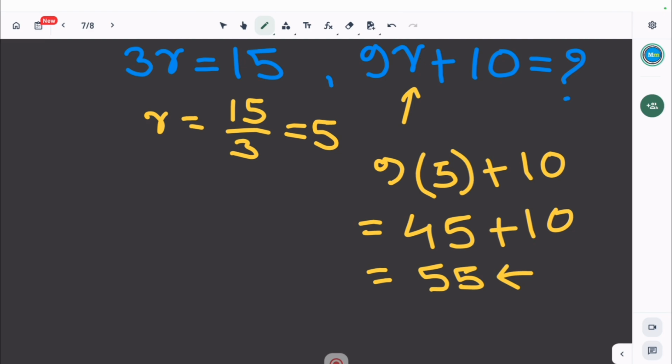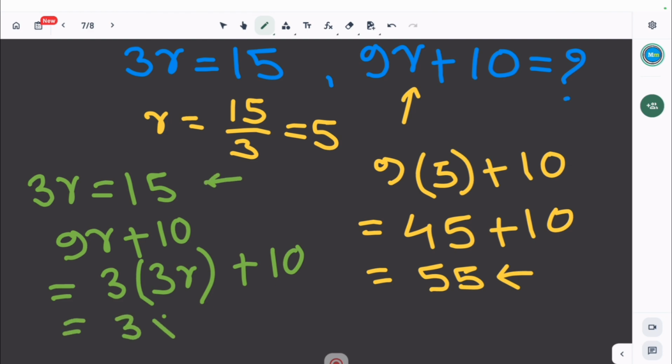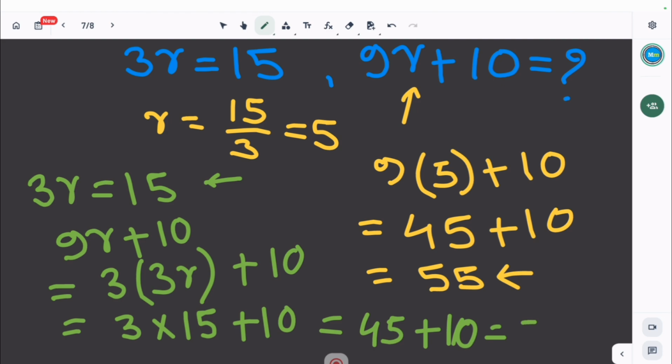Now let's see method 2. So 3r equals 15, given. So 9r plus 10 equals... 9r can be written as 3 into 3r, and plus 10 as it is. So we know the value of 3r, that is 15. So 3 into 15 plus 10. 3 into 15 will be 45, plus 10 equals 55.